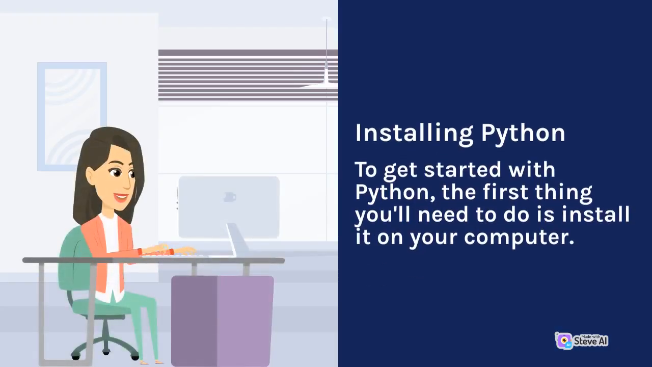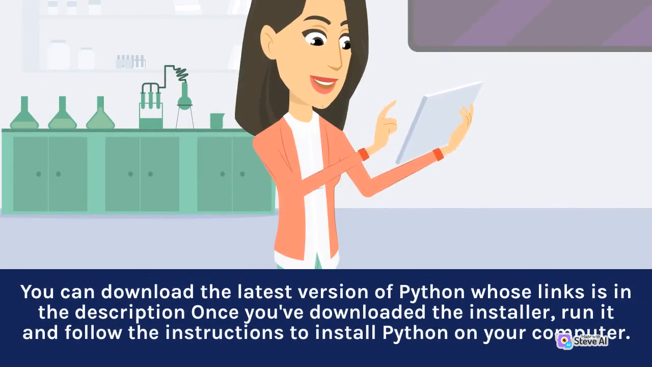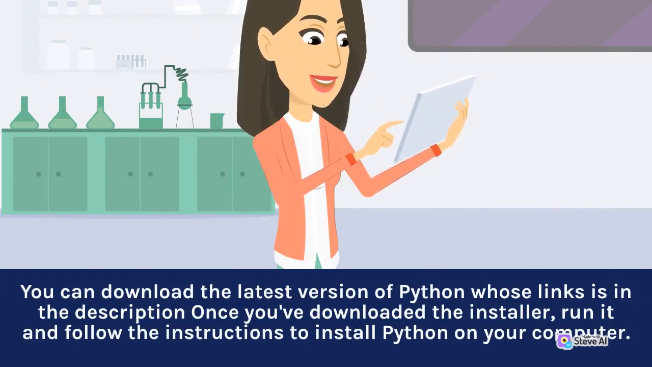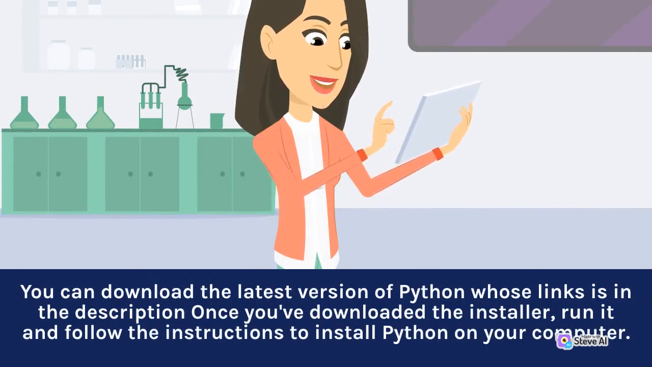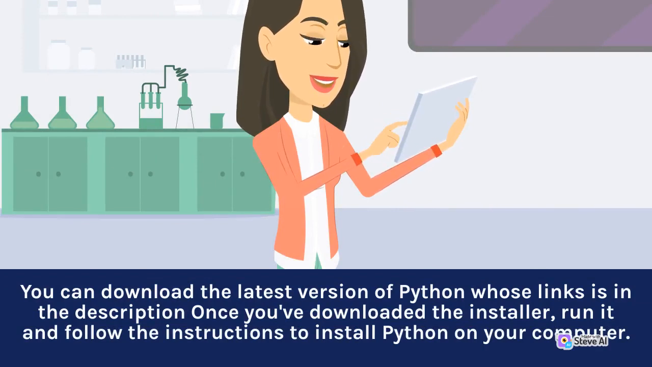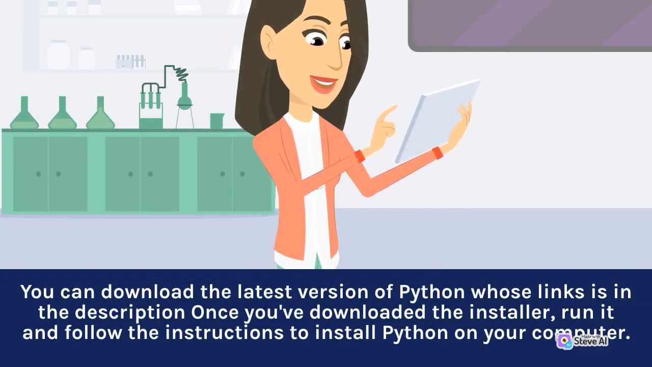Installing Python. To get started with Python, the first thing you'll need to do is install it on your computer. You can download the latest version of Python, whose link is in the description. Once you've downloaded the installer, run it and follow the instructions to install Python on your computer.